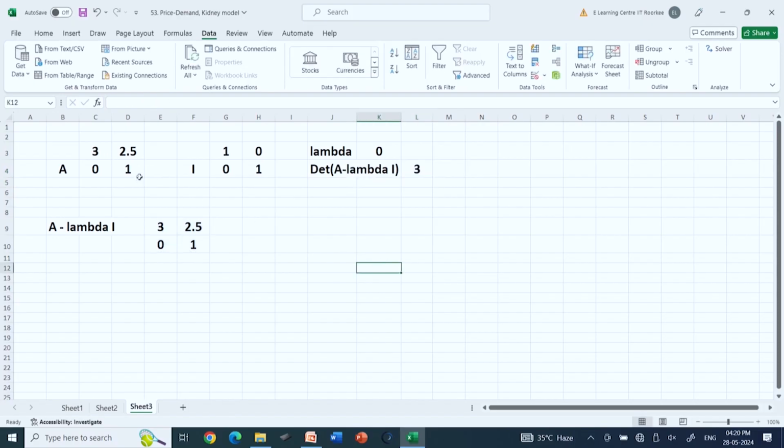So, the reason I chose this matrix is so you can check the result at each step. The determinant of A minus lambda I is this, and if you expand this determinant, it is 3. So this value came to be 3. So now you know it.